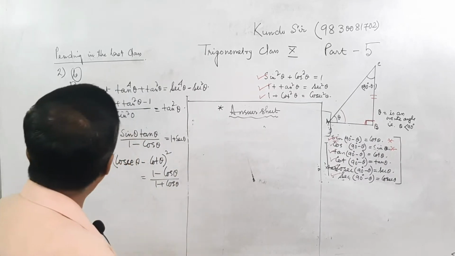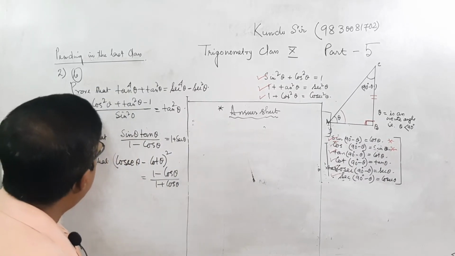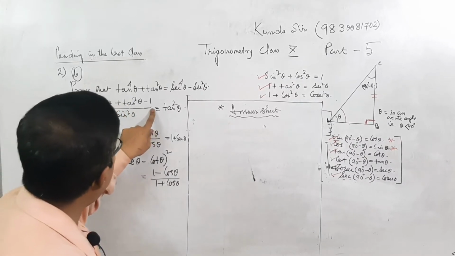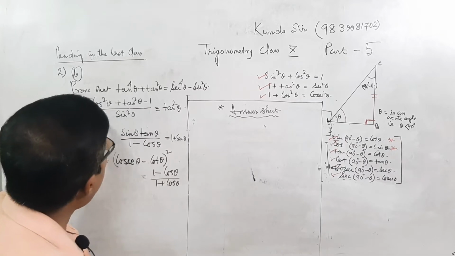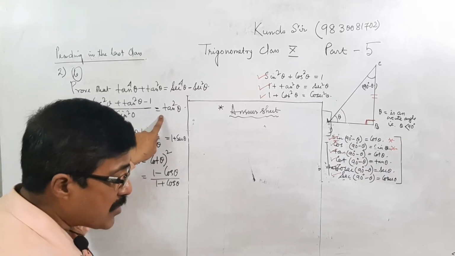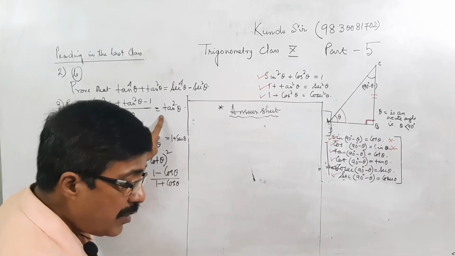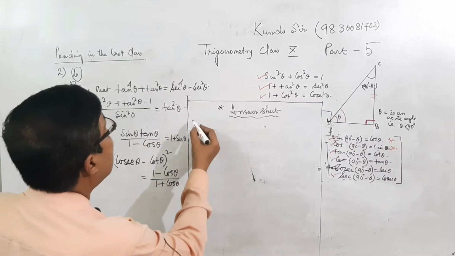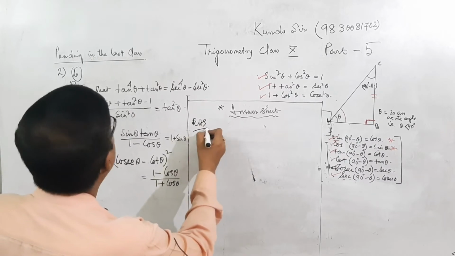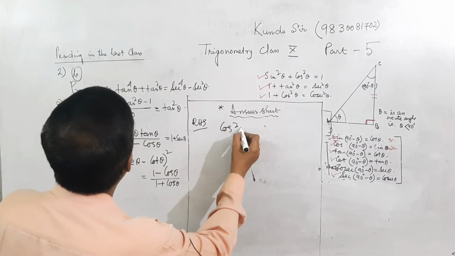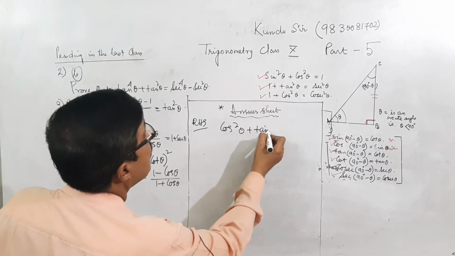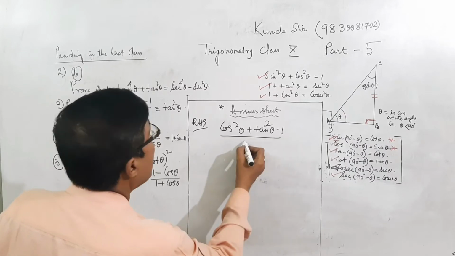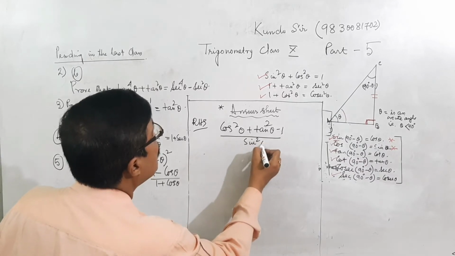Problem number 3: cos square theta plus tan square theta minus 1 by sin square theta. You have to prove it equals tan square theta. Acha. First we write down the left-hand side: cos square theta plus tan square theta minus 1 by sin square theta.